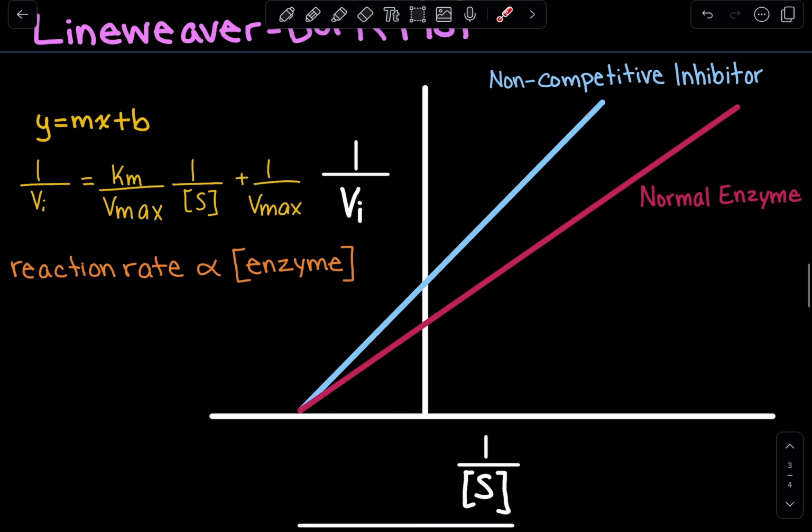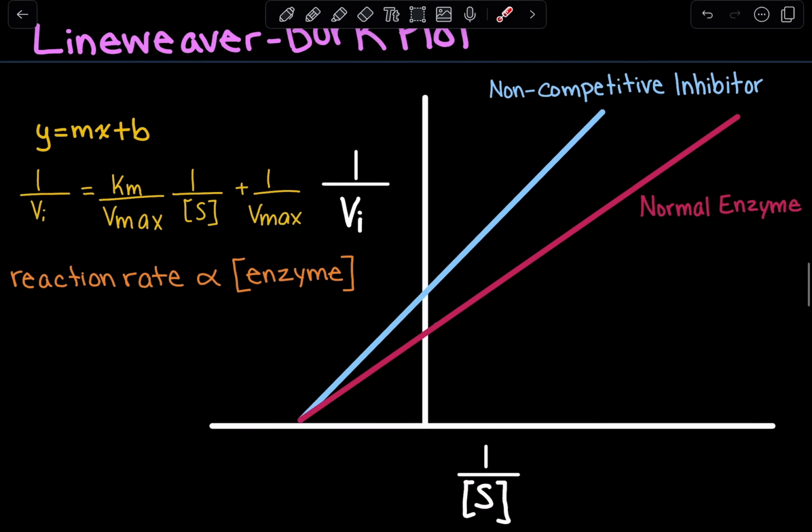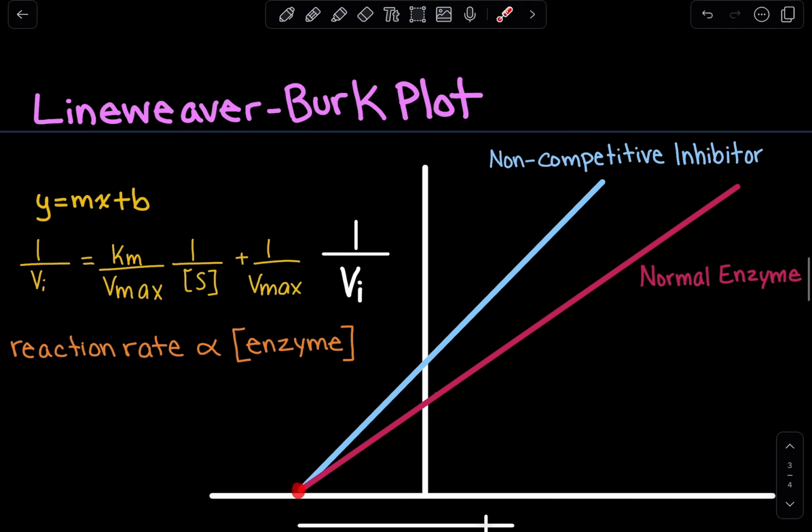Now, the y-intercept represents our 1 over Vmax, but our x-intercept is what represents our Km value. Remember, Km is the substrate concentration at 1/2 of your Vmax value. So we can note over here that the x-intercept is actually going to be the same for non-competitive and normal enzymatic reactions. And we discussed this previously in the Michaelis-Menten video, but why does Km remain the same?